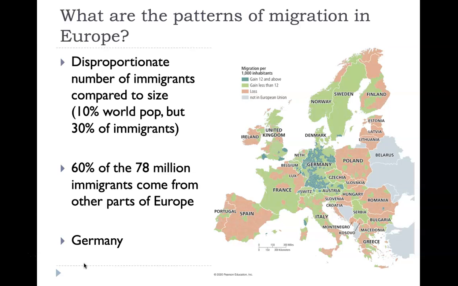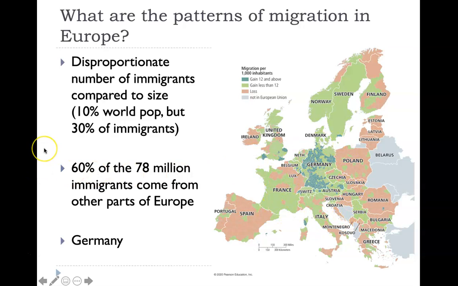All right, so let's talk a little bit about Europe. We are going to take an American lens on this because we live in America, and we're always going to try to compare things to America because it's something you understand more than other places in the world. What patterns of migration exist in Europe? We look at a disproportionate number of immigrants compared to the size, right? So only 10% of the world's population, but 30% of the world's immigrants are in Europe, all right? And then we also look at 60% of the 78 million immigrants come from other parts of Europe.